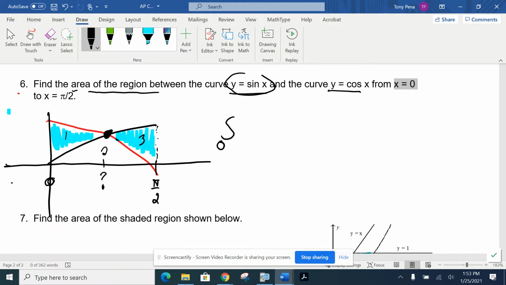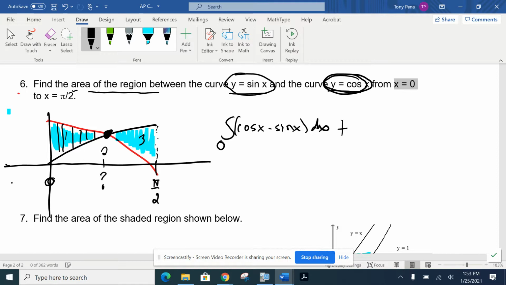So knowing sine and cosine, the cosine of 0 is 1. So the cosine curve is the top curve, and sine of x is the bottom curve. So we do top minus the bottom. That's all these rectangles. If you remember all these little rectangles that we have in here that we're adding up, the top is always cosine, bottom is always sine.